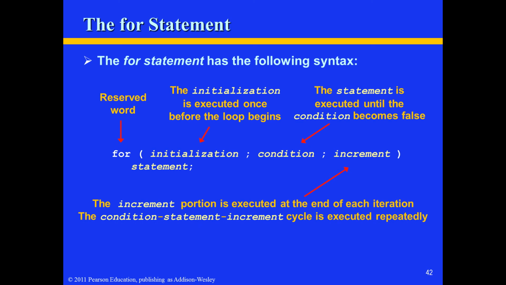For our increment, the increment portion is executed at the end of each iteration. The condition statement increment cycle is executed repeatedly, so it's going to go over and over and over, and that's why we call it a loop. And the increment's going to be incremented depending on how you decide. It might be decremented, it might go down, it might go up, it's up to you.